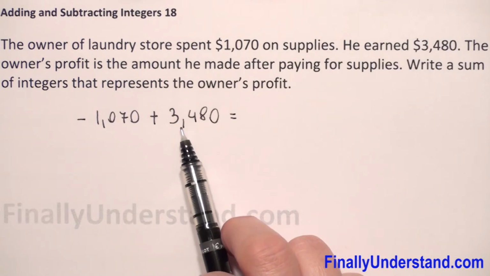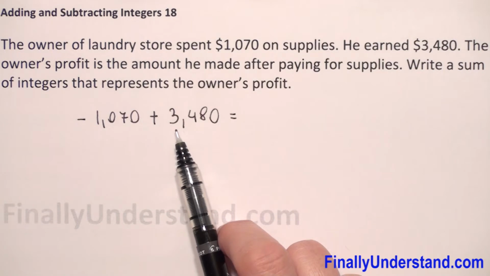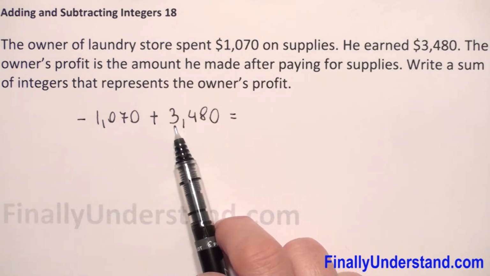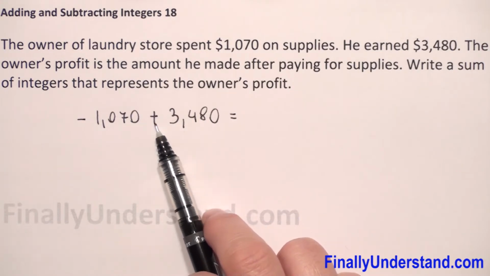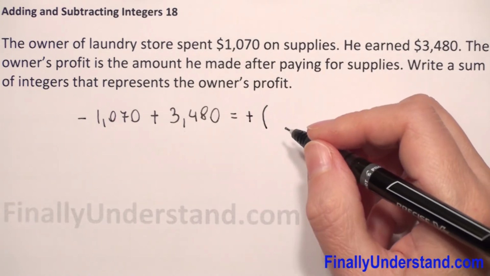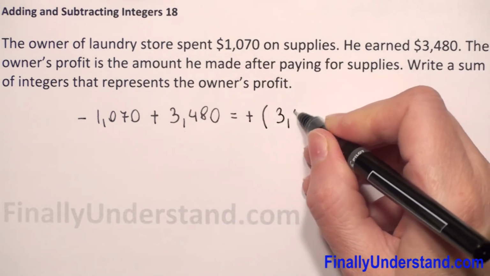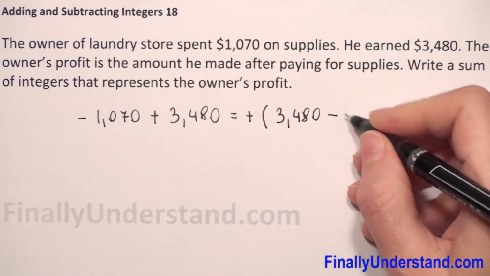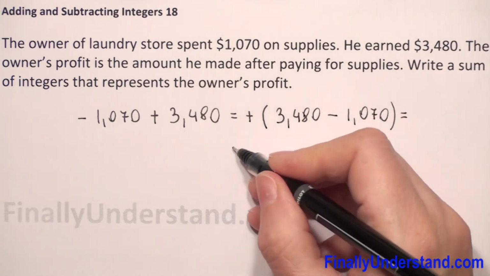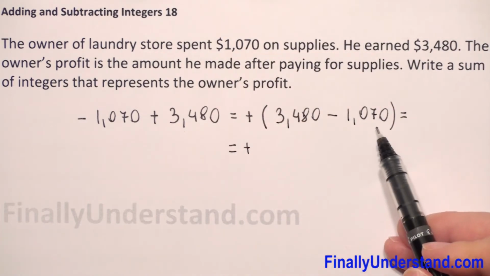We have negative and positive. So when we have negative and positive numbers, first we check which of these two numbers is greater. 3,000 is greater. Before 3,000 we have a positive sign, so we can write a positive sign, and in parentheses we will subtract the smaller number from the greater number. So we have 3,480 minus 1,070. So this is equal, positive sign we copy, 3,480 minus 1,070.